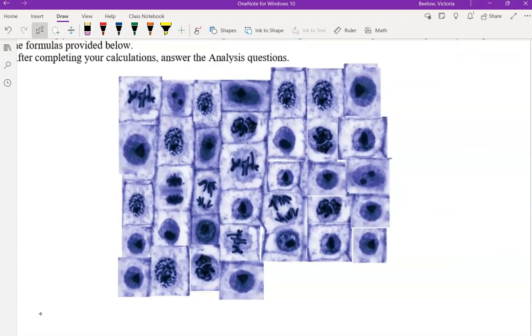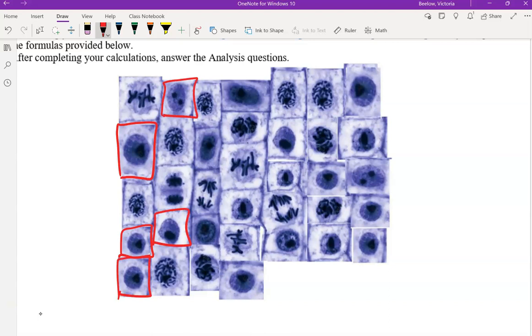So the first thing I'm going to do is count how many are in interphase. In interphase, the nucleus is still intact. This is when the cell isn't physically dividing in half yet, rather it's preparing to divide. So this cell would be a good example of interphase. The nucleus is solid, it's still intact. This one, we're going to count how many.